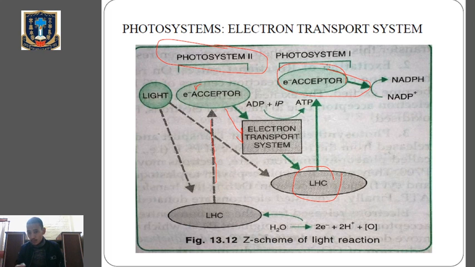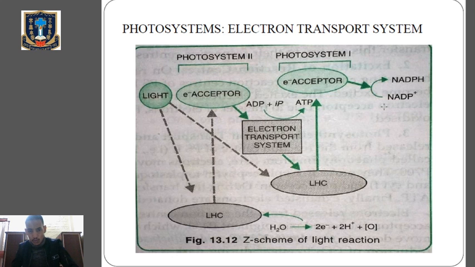Now this electron also moves downhill. Clear? This electron also moves downhill to a molecule of energy rich NADP plus. So by the addition of this electron, NADP plus will be reduced to NADPH plus hydrogen ion. So this is the flow of electrons through the electron transport system along PS2 and PS1. One more time I am going to briefly explain this.